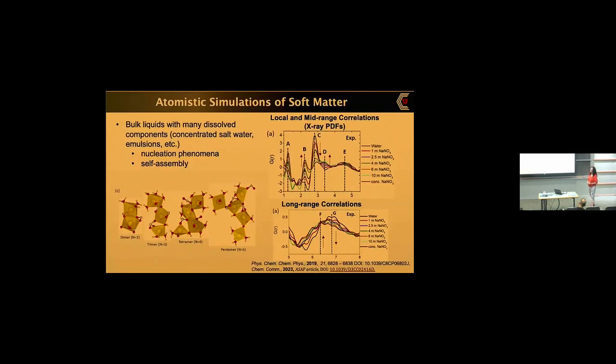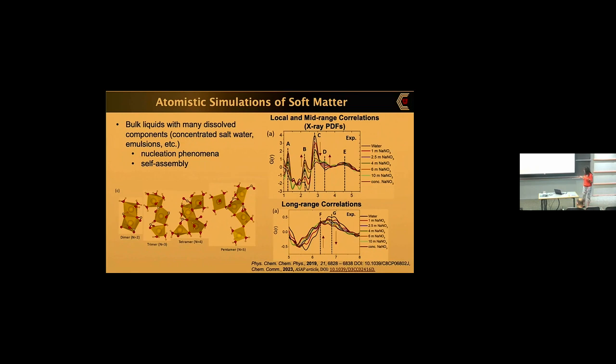And so I do atomistic simulations of soft matter systems. And when I say soft matter, I mean both liquids as well as interfaces. And in the bulk liquids, these are often systems that have many dissolved components in them. So these could be concentrated electrolytes. These could be emulsions like we heard about earlier today.